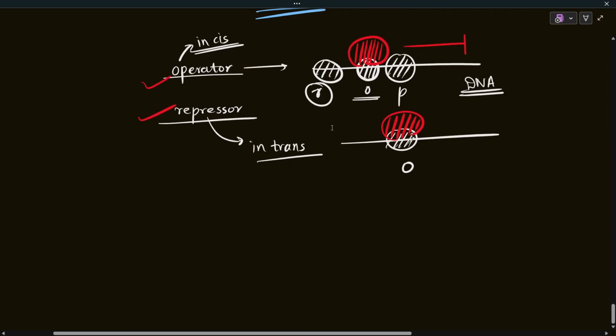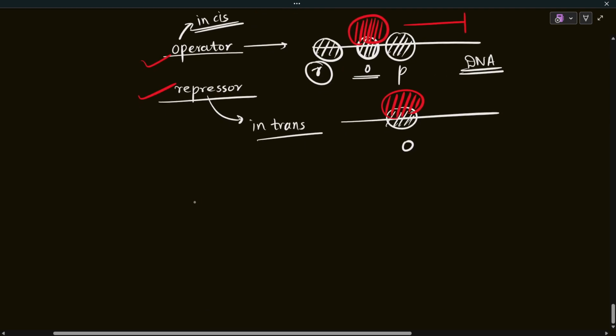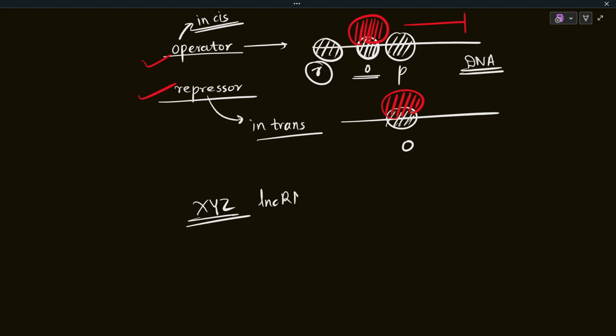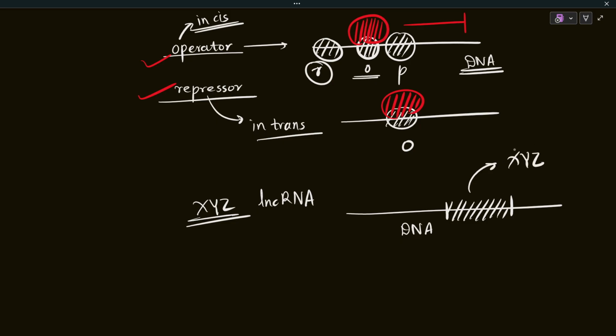Let me explain it in a different manner. For example, there's a long non-coding RNA. Let's name it XYZ. This is the DNA, and this is the region which gives us this XYZ long non-coding RNA. Once it is transcribed from this region, it goes and binds to the same DNA strand.